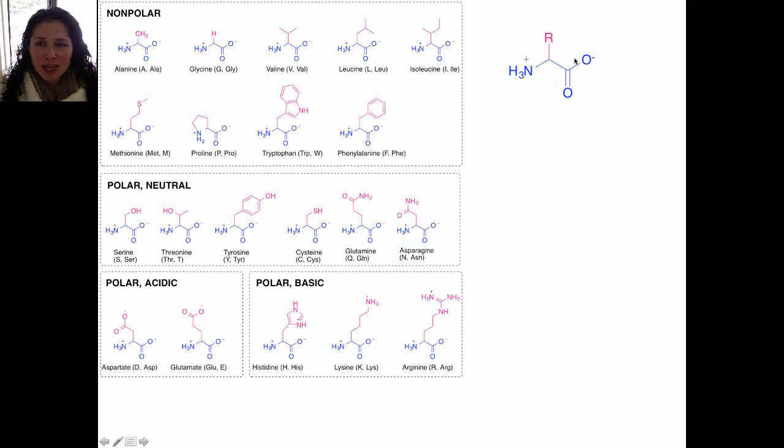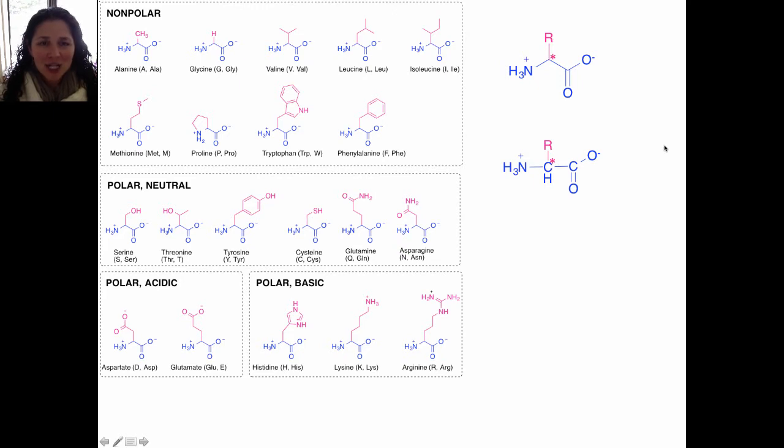Now remember what this type of structure means. This is a skeletal structure, and it means that there's a carbon at each of these spots where the lines intersect. So this carbon is the alpha carbon, and this carbon is the carbonyl carbon. Notice that the alpha carbon is a carbon that has four different groups attached, and so it's a chiral center. I can indicate that the alpha carbon is a chiral center by adding an asterisk to either of these structures.